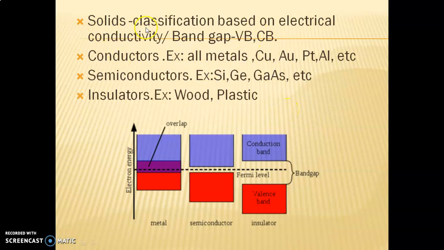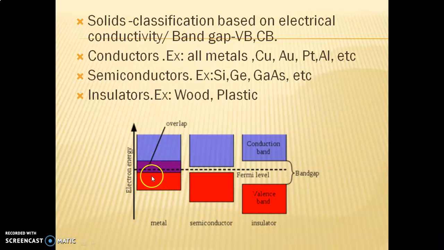Again, solids are categorized into three types: conductors, semiconductors, and insulators. These types are based on band gap energy. What are conductors? Conductors are materials in which the band gap is very small. Conductors conduct electricity very well. This figure shows the band gap energy of a conductor.